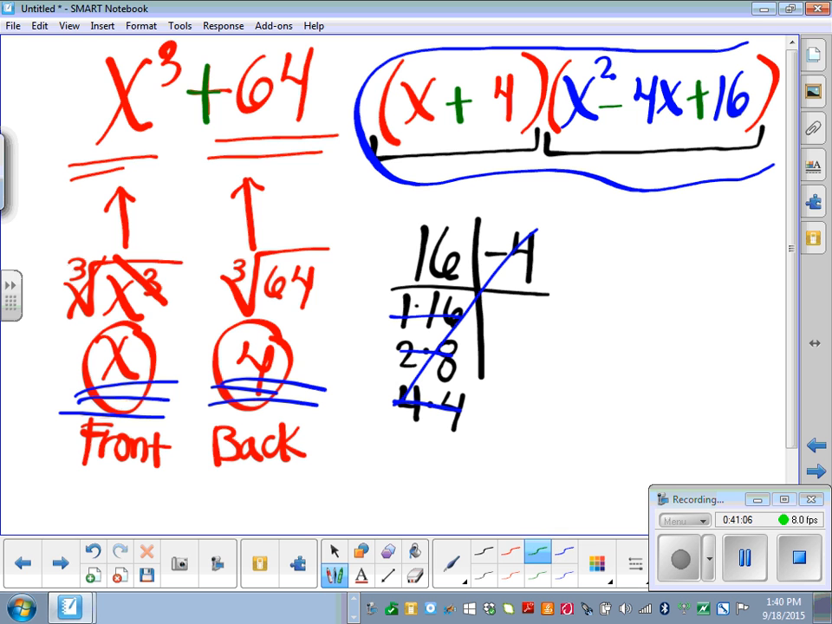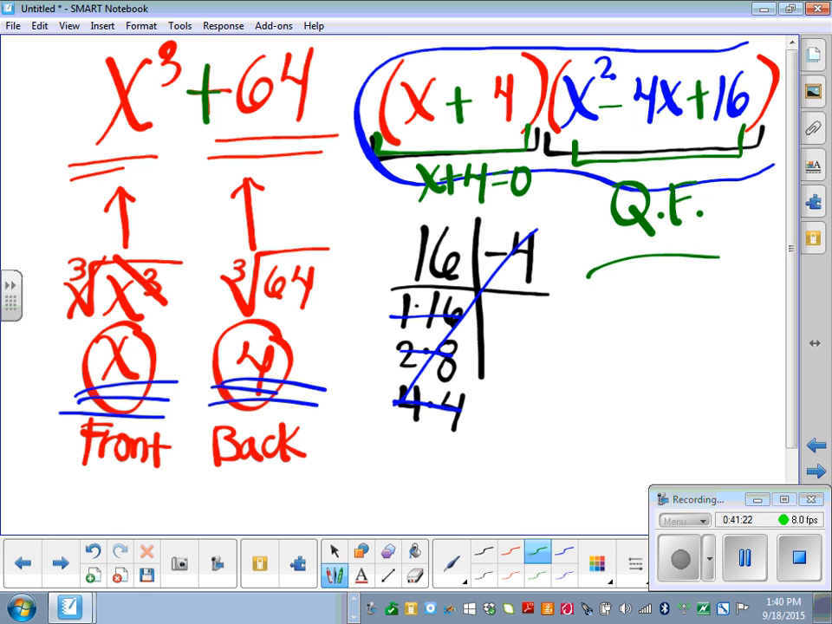Now, once again, keep in mind, we could solve for it if we wanted to solve, because they might ask you in the future to solve. Set each of them equal to 0, so you'd set x plus 4 equal to 0. You'd set this equal to 0, but then you'd have to solve by the quadratic formula, because it's not factorable. But if they ask you to factor, we're done with this, okay? All right.